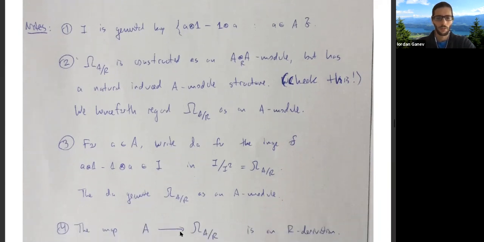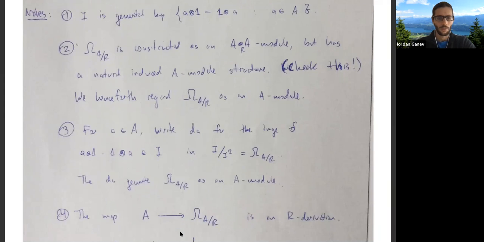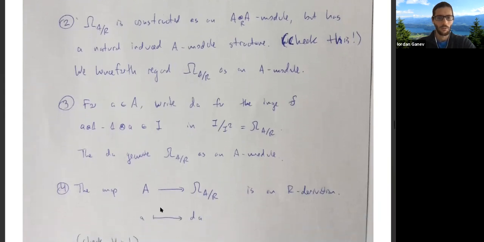In fact, we get a map from A to the Kähler differentials that just takes a to da. And you can check that this is actually an R-derivation. So omega is an A module, and this is an R-linear map, and you check that this is a derivation using the definition of da.